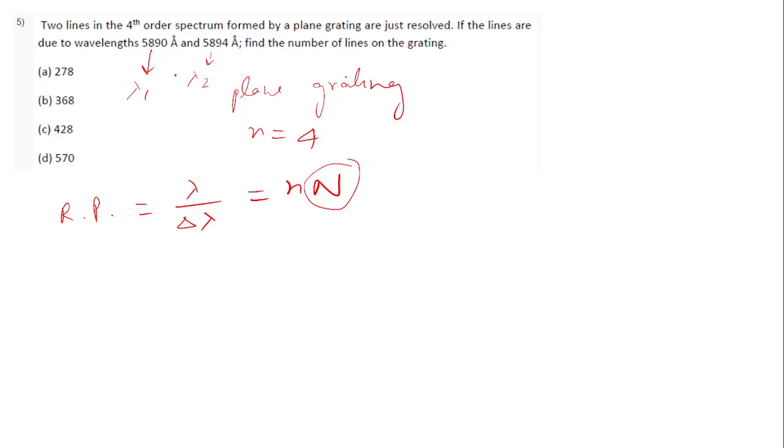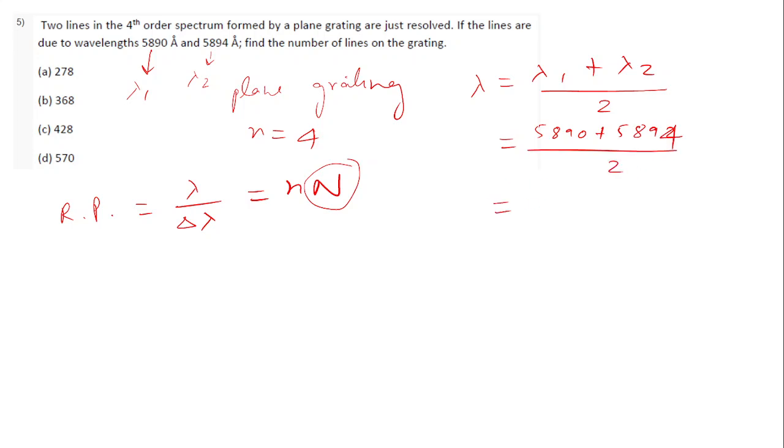Now lambda, we have two values here. Then what value should we keep? So in this situation, what we do is we take the average of these two. Okay, we take the average of these two. So here it will be 5890 plus 5894 divided by 2. This will be 5892 angstrom. Just let me confirm. 5890 plus 5894 divided by 2, 5892 angstrom. So we'll use this averaged wavelength here.